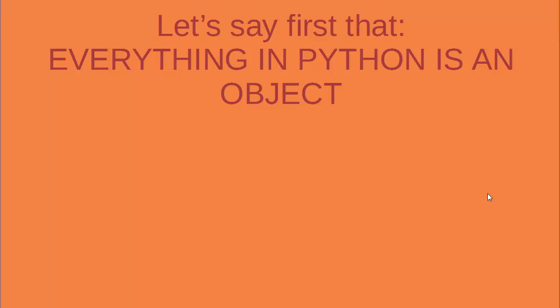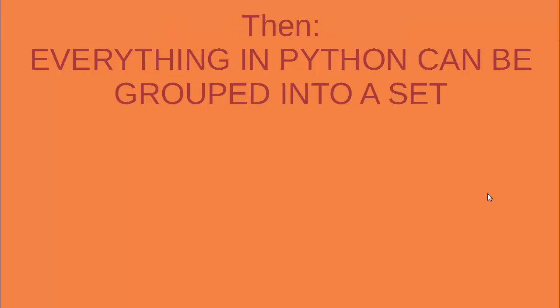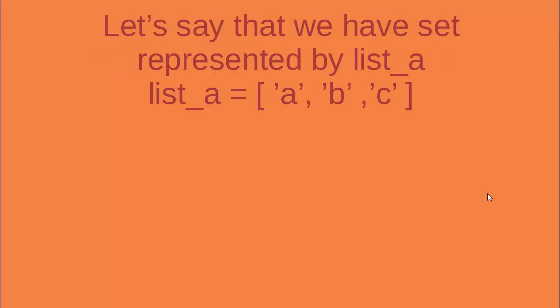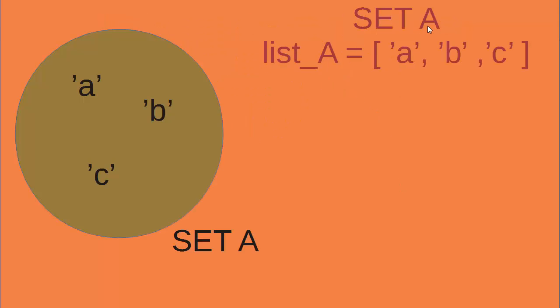First, let's say that everything in Python is an object. Then, everything in Python can be grouped into a set. What is a set? A set is a collection of unique elements. So let's say that we have a set represented by list A, and that list A is populated with elements, letters A, B, and C. So we have set A. It looks like this. It has elements A, B, and C, and we put that set inside this list A.